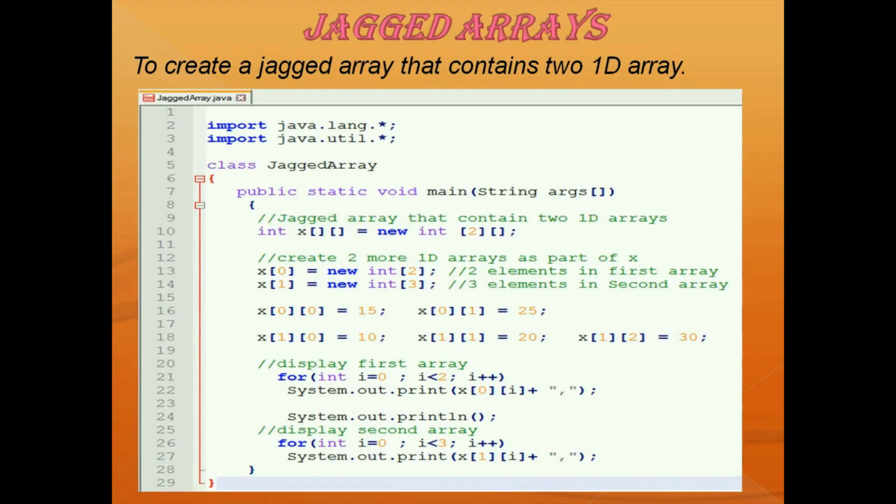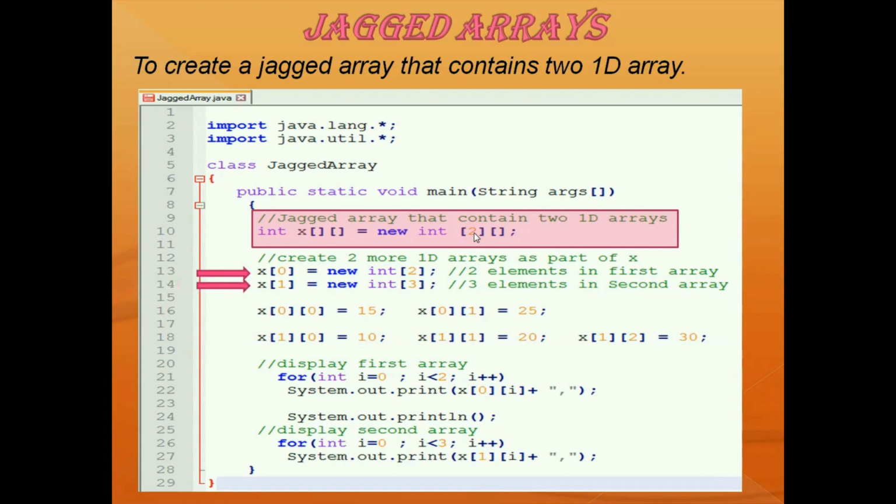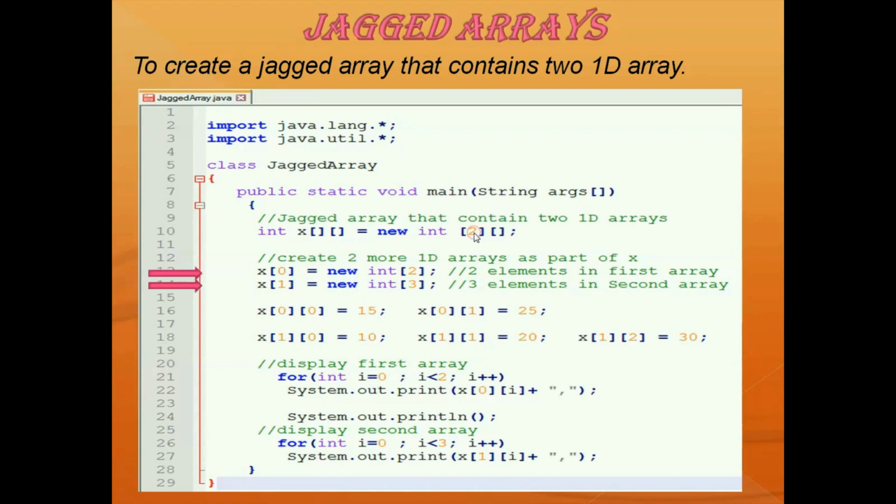In this example, we are going to create a jagged array that contains two one-dimensional arrays. Here, this is a jagged array that can store two one-dimensional arrays, means x is a jagged array with size 2. Its elements will be x[0] and x[1]. Observe that the last pair of empty square braces represents a one-dimensional array. So x[0] and x[1] can store two one-dimensional arrays.